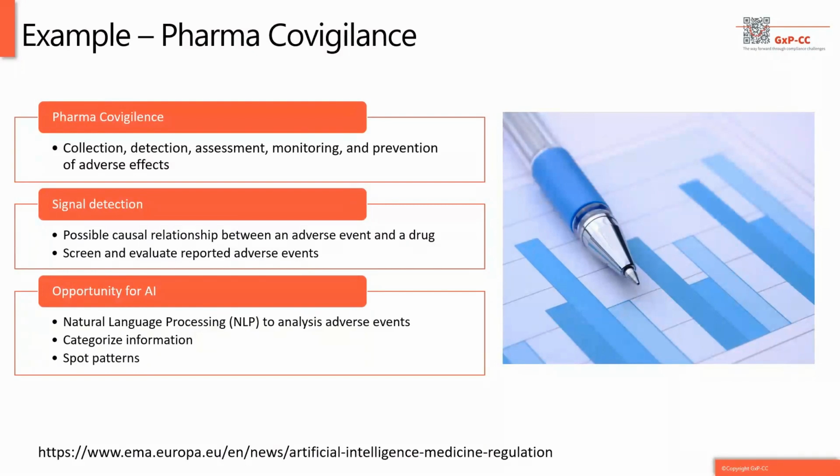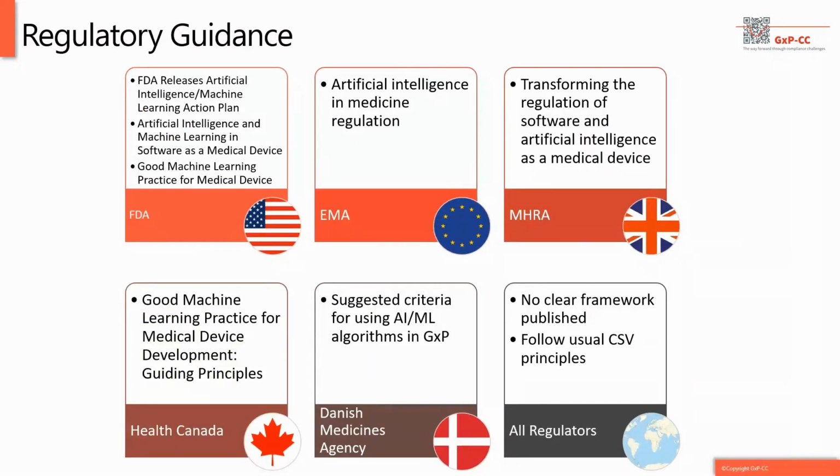Now the question is, what do the regulators say? And the answer is they know AI is important. They have different initiatives on how to deal with AI. For example, the USA has released an action plan where they plan to set up a framework for that, and guidance papers for software as a medical device. But there is no clear framework on this. Similar also with Europe, which only has an action plan, and the MHRA, the same.